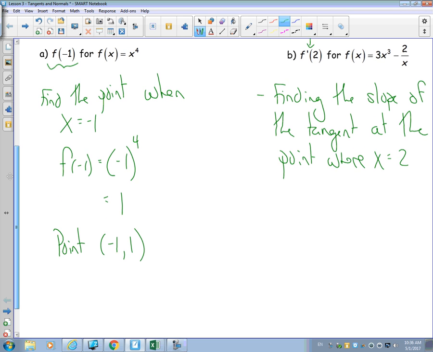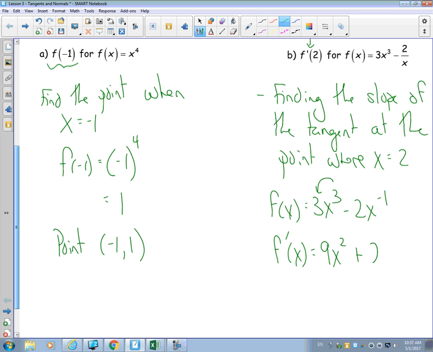But I got a messy equation. I get to change my equation. I don't like having x's on the bottom. So I'm going to rewrite this as x to the -1. Then I can find my derivative. 9x squared, remember, multiply our exponent times our base. And same thing with the next part, so plus 2x to the -2.